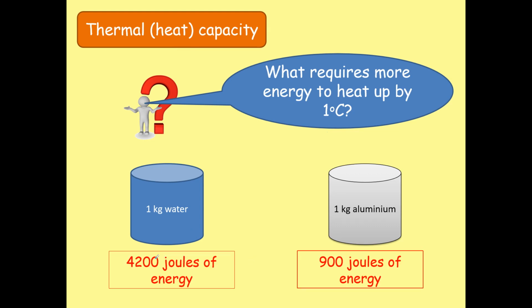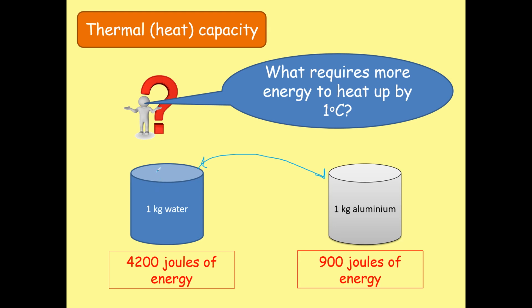Why? Because water will require 4200 joules of energy to increase its temperature from 25 to 26, while on the contrary, aluminum is not going to require that much energy. It is just going to require 900 joules of energy to raise its temperature from 25 to 26. Now imagine that the mass in this case was the same. We are using the same amount of mass. Mass is constant for this experiment.